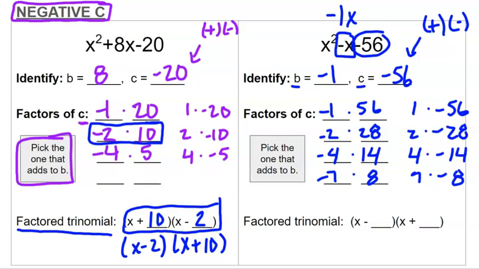So if we look at these factor pairs, which pair would make negative 1? And that is going to be the 7 and negative 8. 7 take away 8, or 7 plus negative 8 is that negative 1. So it'd be x minus 8 and x plus 7.